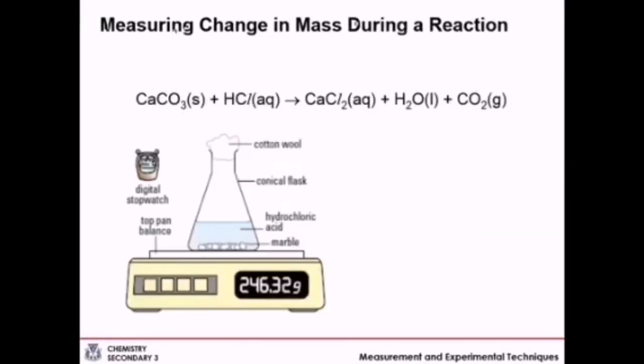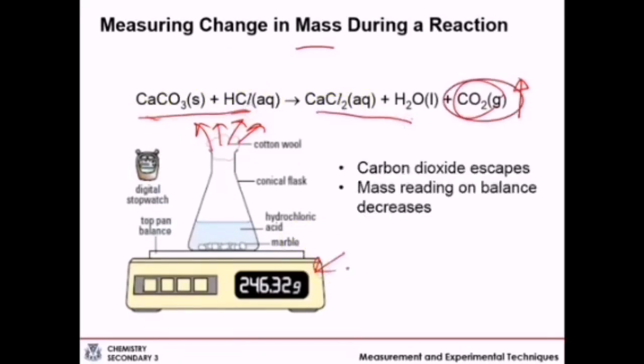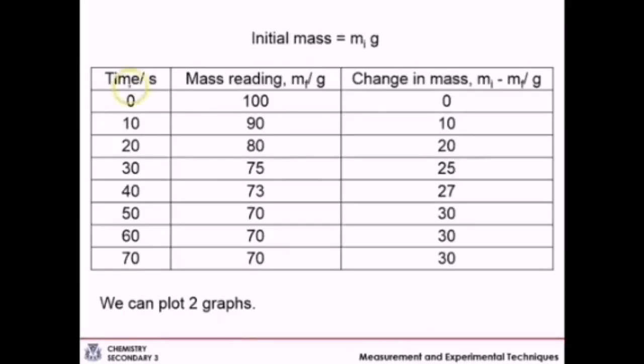Next, measuring change in mass during a reaction. For example, we have calcium carbonate and hydrochloric acid, and when they react they form calcium chloride, water, and carbon dioxide. Obviously carbon dioxide is leaving this mixture, so definitely the mass of the reactants will be more than the mass of the products.